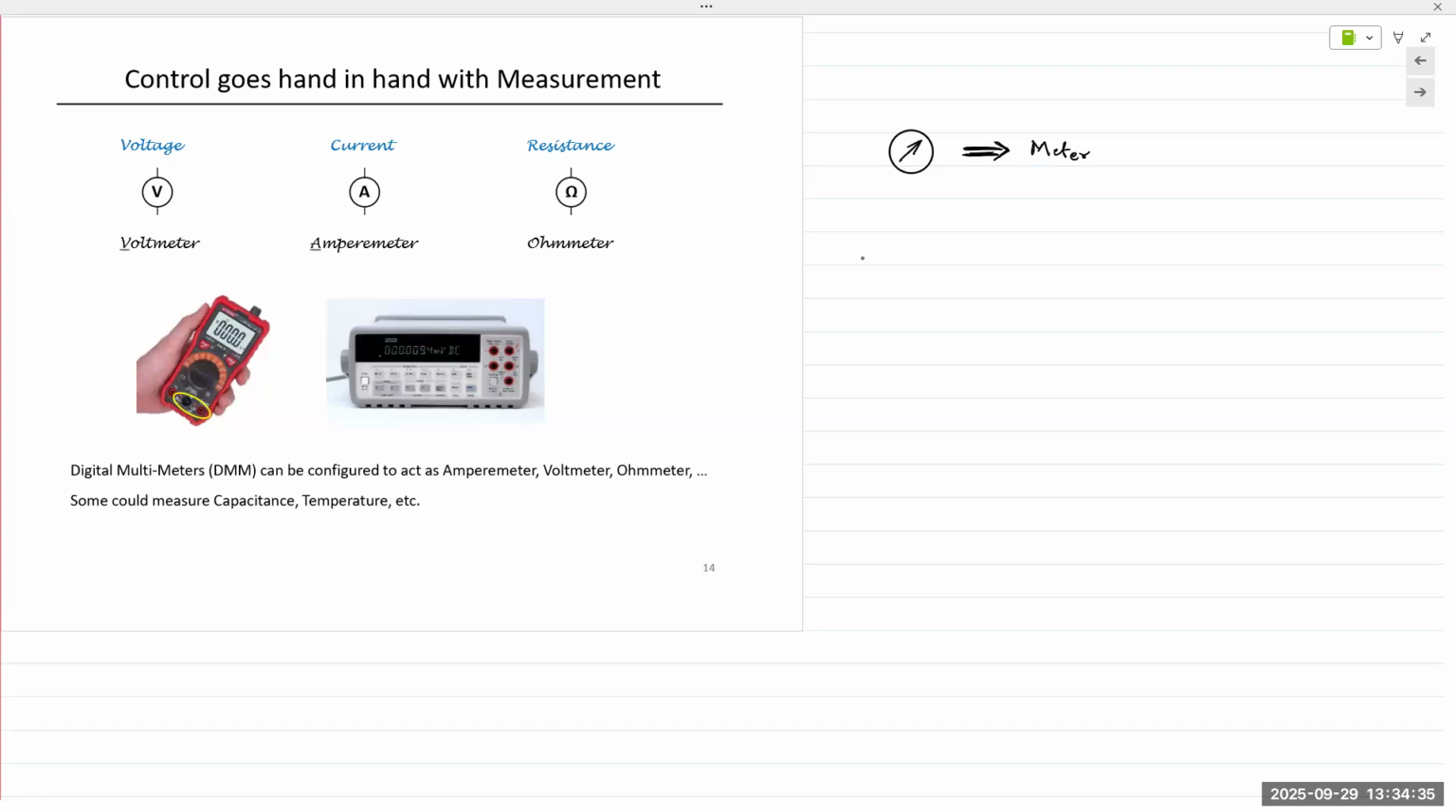Now, depending on the quantity that it measures, we can have a voltmeter, an ammeter, or an ohmmeter. All three of the names come from the units for the quantities being measured. If you measure voltage, it's a voltmeter. If you measure current, it's an ammeter, or ampere meter, to use its full technical name, and an ohmmeter measures resistance. If you have a meter that can measure multiple quantities, it is known as a multimeter.